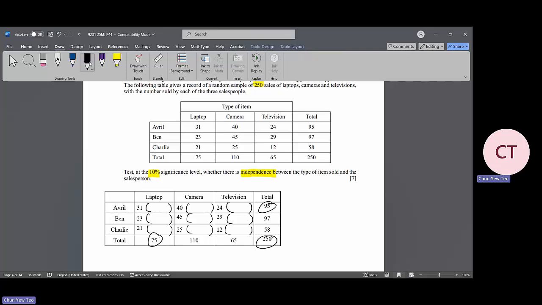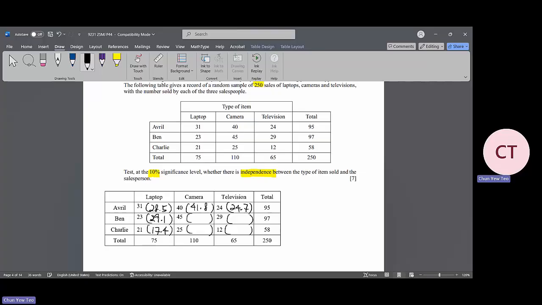So you just multiply it, you'll get 28.5. That is your expected value for the first item, first column. Okay, then this one, it will be 110 multiply 95 divided by 250, then you will get 41.8. Okay, so you just follow this kind of formula or pattern, you'll get the rest of it. So to save time, I have calculated them earlier. I just give you the result that I have calculated.